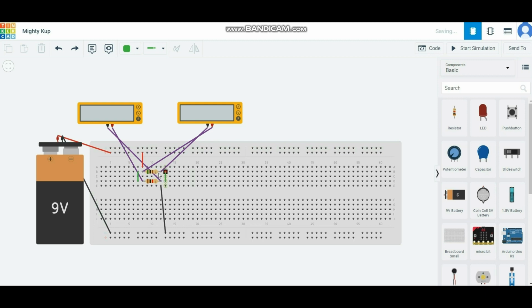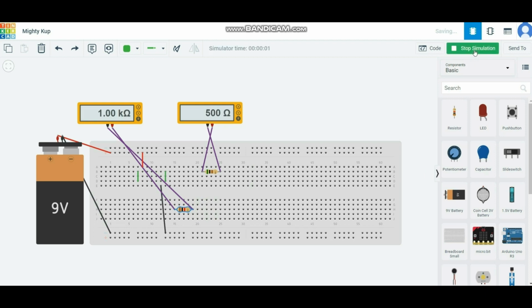For R1, we take and we put here, and same method for R2, we put here. Okay, so I start the simulation. For R1, we get 500 ohm, and for R2, we get 1k ohm.